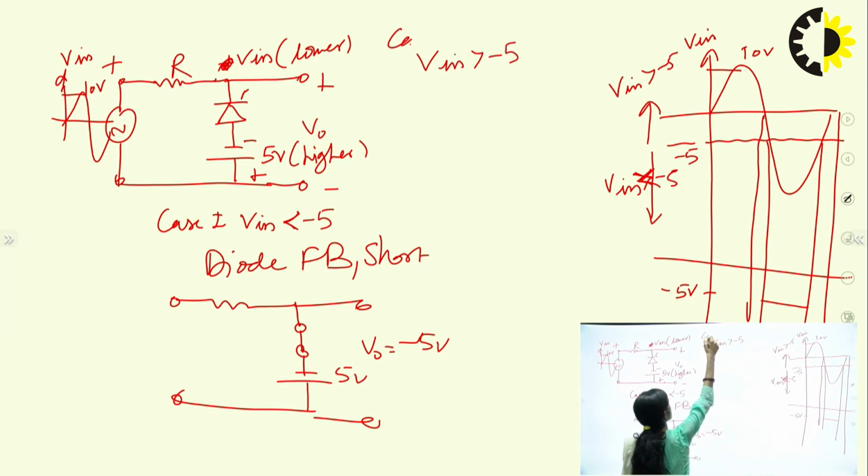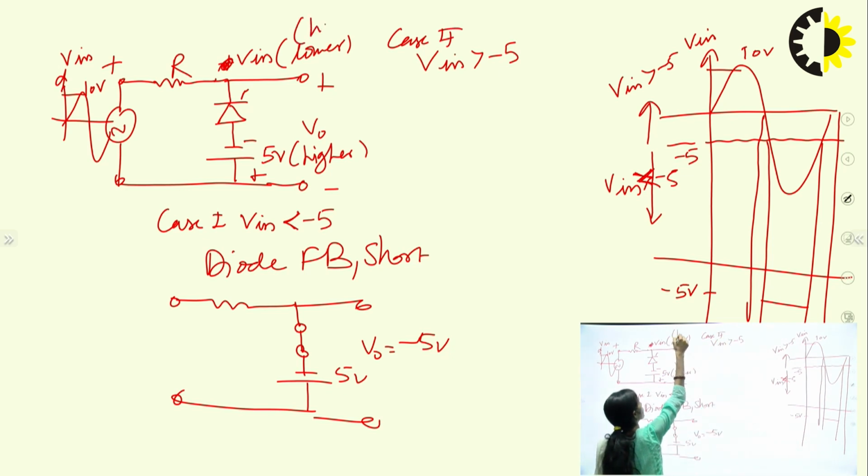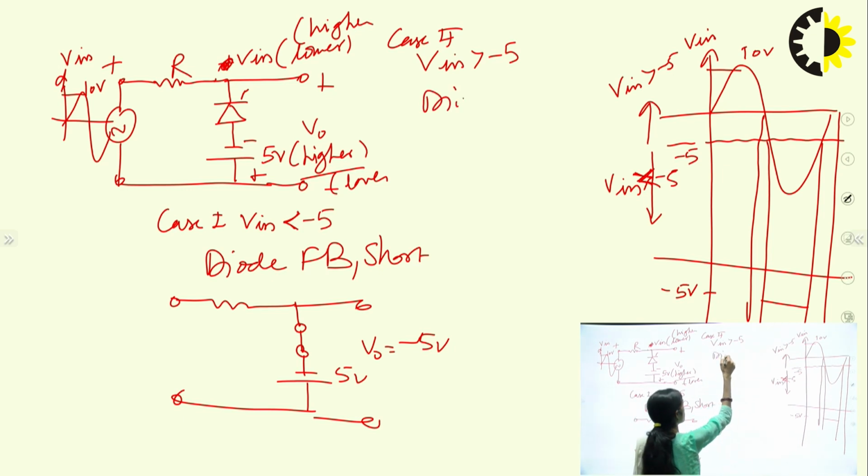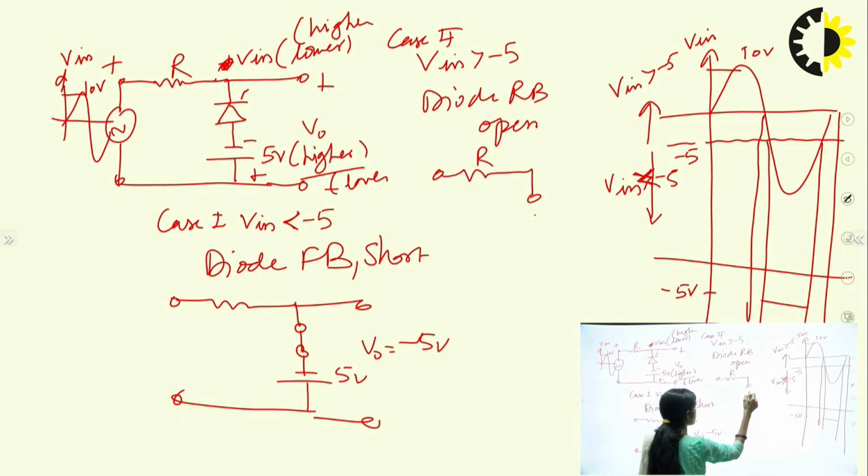In this case, what happens? This is now at higher potential and this is now at lower potential. So for this, the higher is connected to the negative end. So in this case, the diode will be reverse biased and becomes an open circuit. So what will be the circuit now? In this case, this is the open circuit and the input will be coming at the output side.